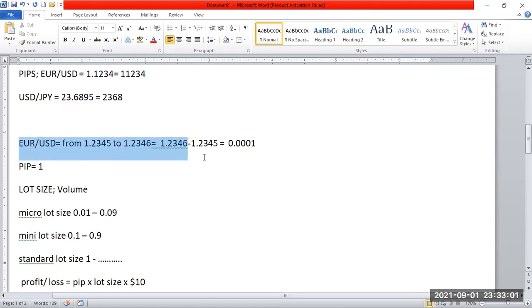Like Euro USD now, I'm talking about this. It went from 1.2345 to 1.2346. If I bought Euro USD at 1.2345 and it rose to 1.2346, I would be in profit because it has gone from 5 to 6. It has appreciated. If I bought at 4.5 and it rose to 4.6, I've made one pip gain.